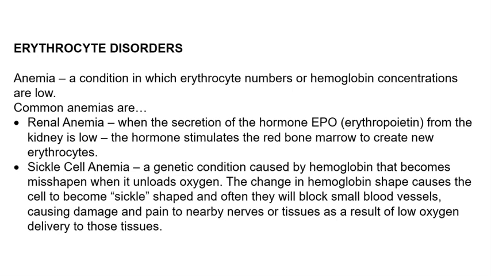Sickle cell anemia is caused by a genetic condition in which hemoglobin becomes misshapen after it unloads oxygen at the tissues. The change in shape of hemoglobin also changes the shape of the red blood cell, since the red blood cells are extremely flexible, and this causes the cell to take on a sickled shape. These misshapen erythrocytes can block small capillaries or small blood vessels, causing damage and pain to nearby nerves and tissues as a result of the low oxygen delivery to those tissues.